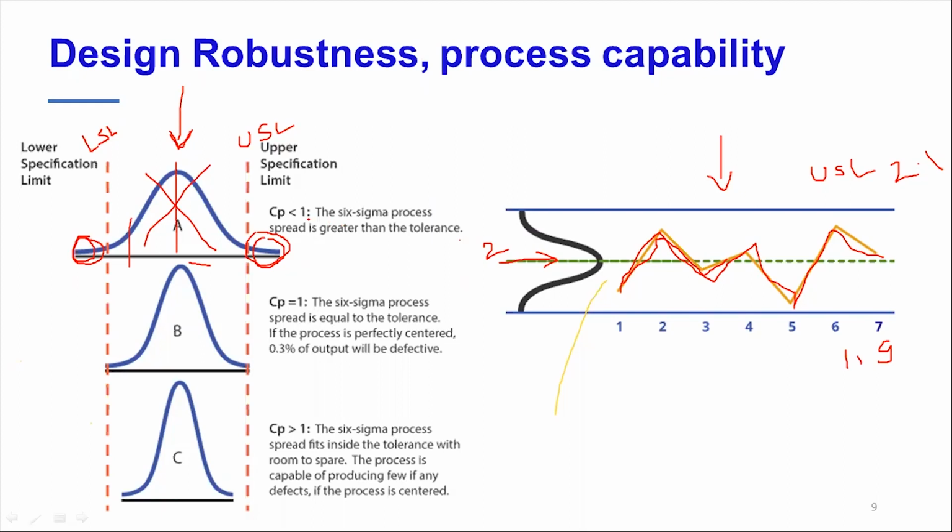Now the way this is measured is using CP, basically process capability. The way we define CP is, basically, delta. Delta is the delta of spec limits, which is upper spec limit minus lower spec limit, divided by your 6 sigma. Now sigma is your standard deviation. Standard deviation is something which comes from your process.